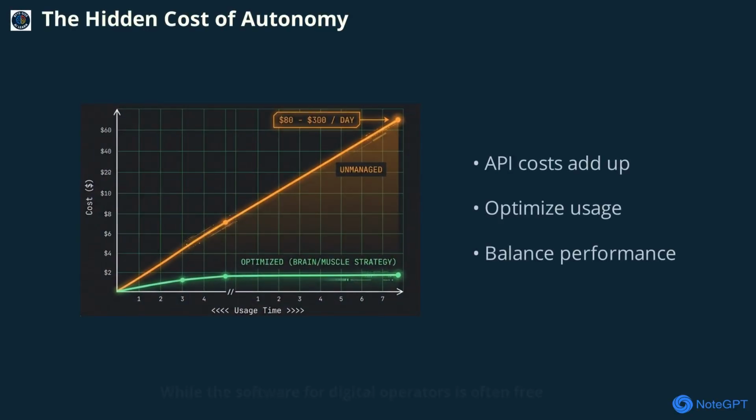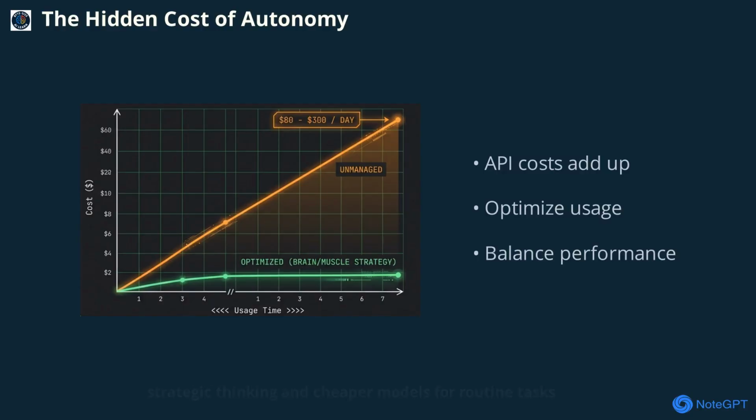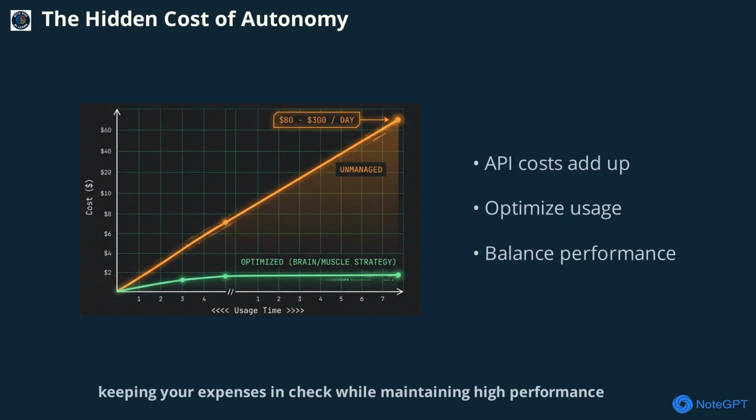While the software for digital operators is often free, API tokens can become expensive, especially with unmanaged usage. Costs can range from $80 to $300 per day if not optimized. The key is to use expensive models for strategic thinking and cheaper models for routine tasks, keeping your expenses in check while maintaining high performance.